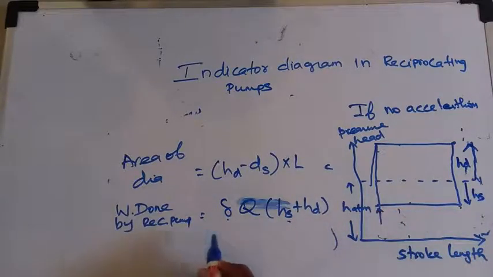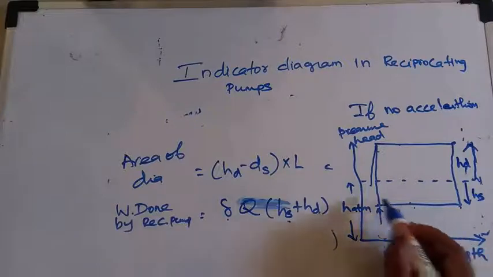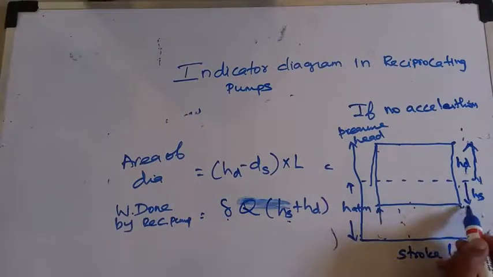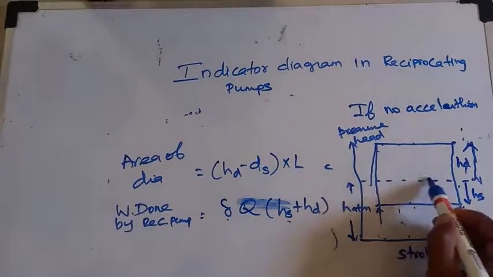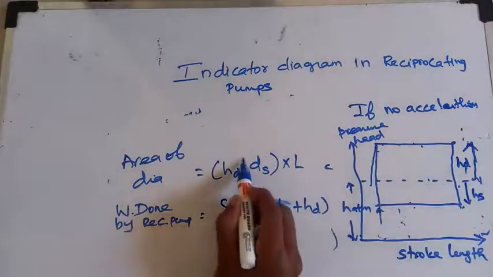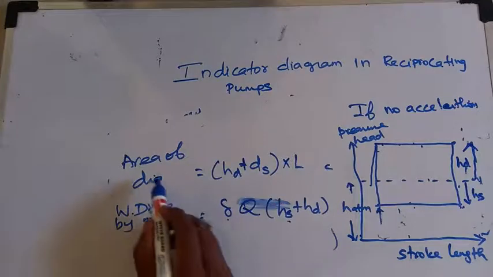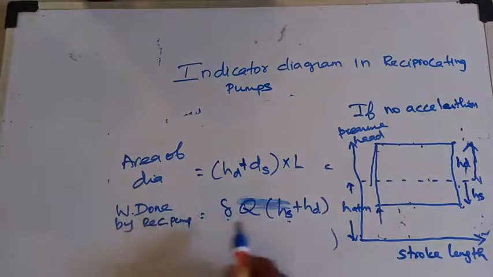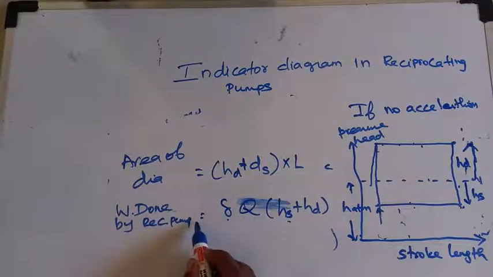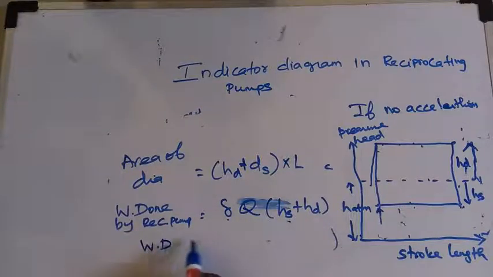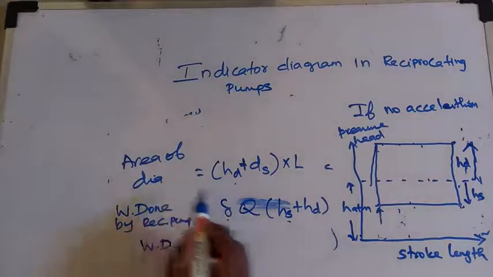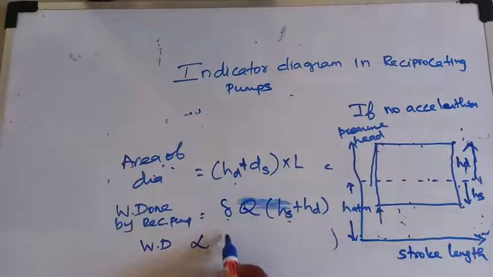That means the pressure at suction head will be equal to H atm minus HS. Like that, the pressure at delivery head will be equal to H atm plus HD. If I use this, then I'll get the area of the indicator diagram like this. So work done will be equal to gamma Q times this head. So this work done is directly proportional to the area of the indicator diagram.